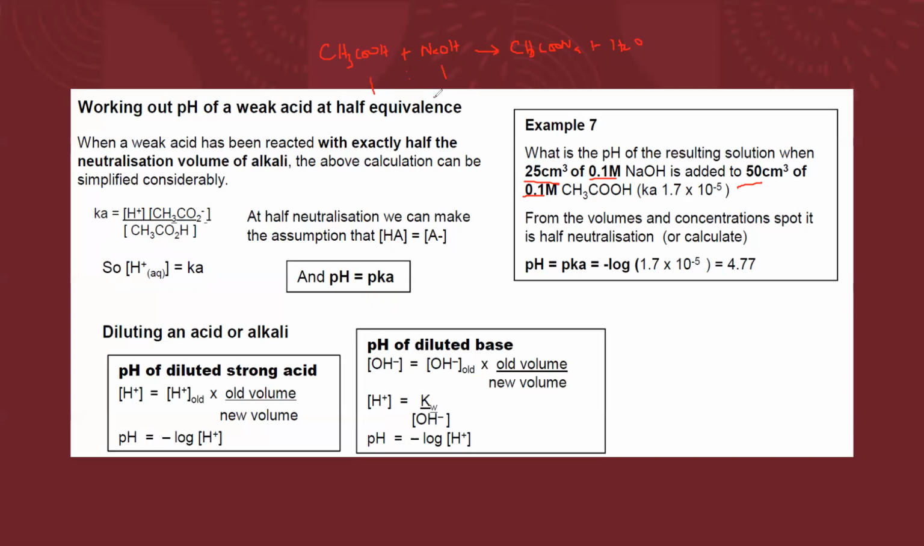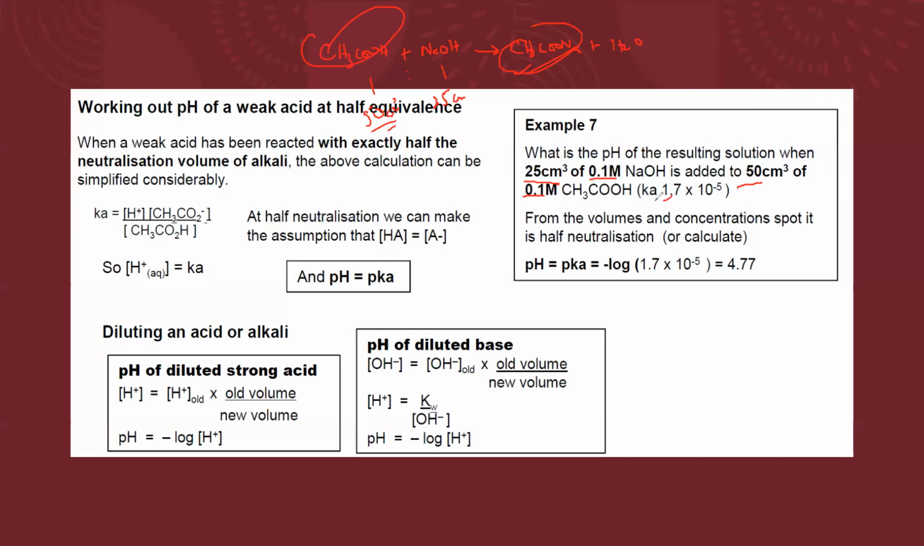But how much volume of sodium hydroxide? 25 cm cube, and the volume of ethanoic acid is 50, so the volume of ethanoic acid is twice. It means half of the ethanoic acid will react and the remaining half will be unreacted. And how much salt will form? An equal amount of salt will form. So the concentration of acid and the concentration of salt will be the same, so they can cancel out with each other, and we can say pH is equal to pKa.